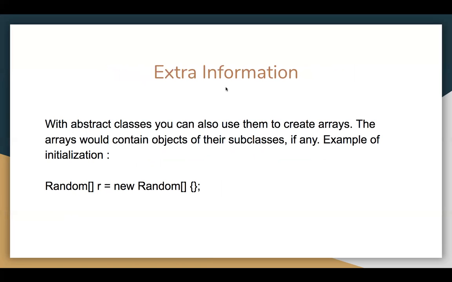Some extra information. I mentioned that with abstract classes, it's easier for you to create subclasses with the same superclass. Again, with abstract classes, you can use them to create arrays. The arrays would contain objects of their subclasses, if any, since if you remember, you can't create an object of an abstract class. So the main reason why you would use this is for their subclasses. You can see an example of initialization here. It's basically the same as always, just the type goes here. And then in here, you just put objects of their subclasses, if there are any.